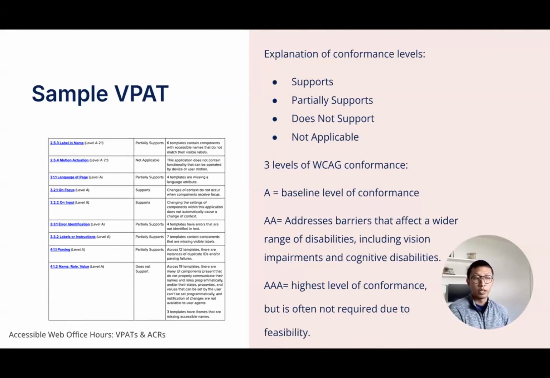Partially Supports just means that some functionality of the product does not meet the criterion. Does Not Support means the entire or majority of the product functionality does not meet the criterion, and Not Applicable means the criterion is not relevant to the product. In this table, you can see that it only contains Level A criteria, and that's because we break up the criteria between two tables, table 1 being success criteria Level A, and table 2 being success criteria Level AA.